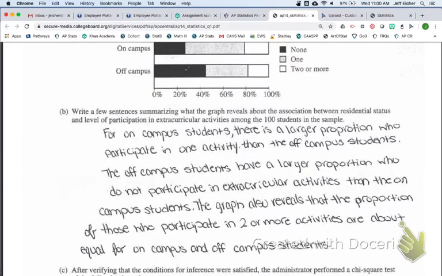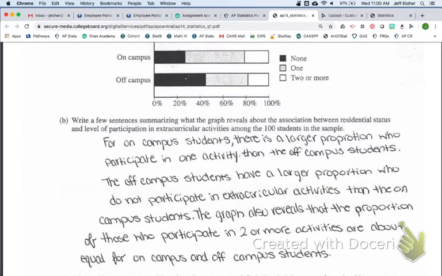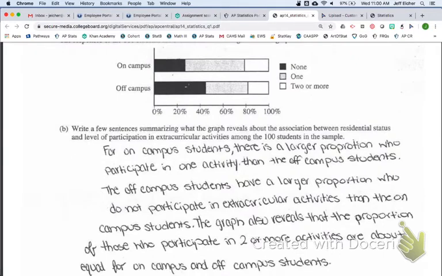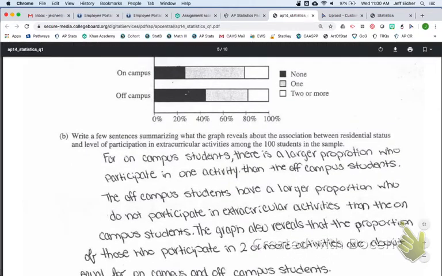Let's read their response. For on-campus students, there's a larger proportion who participate in one activity than off-campus. Off-campus students have a larger proportion who do not participate, talking about that bar right there. The graph also reveals the proportion of those who participate in two or more are about the same. So those are about the same.